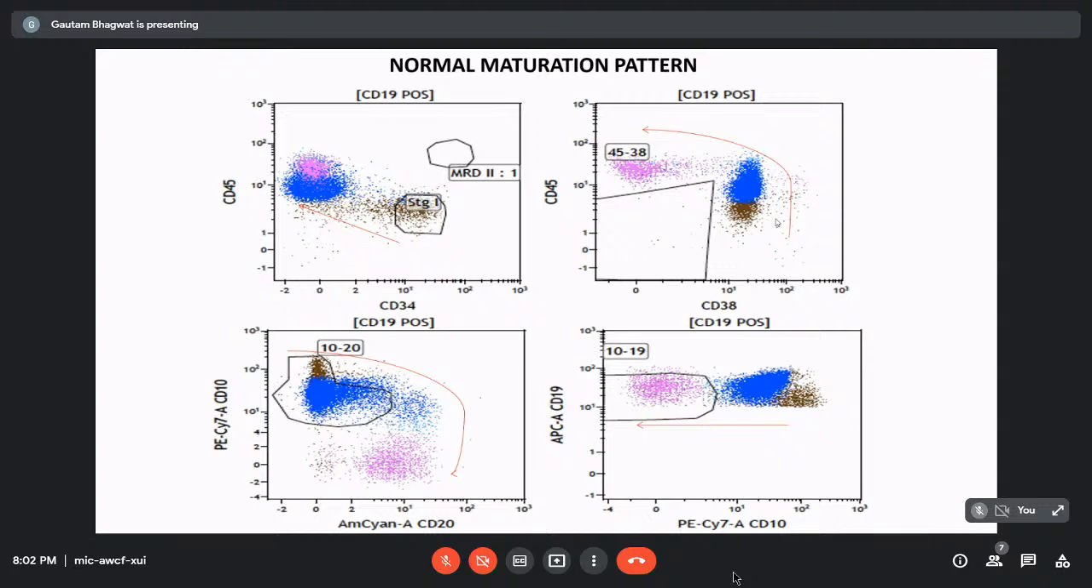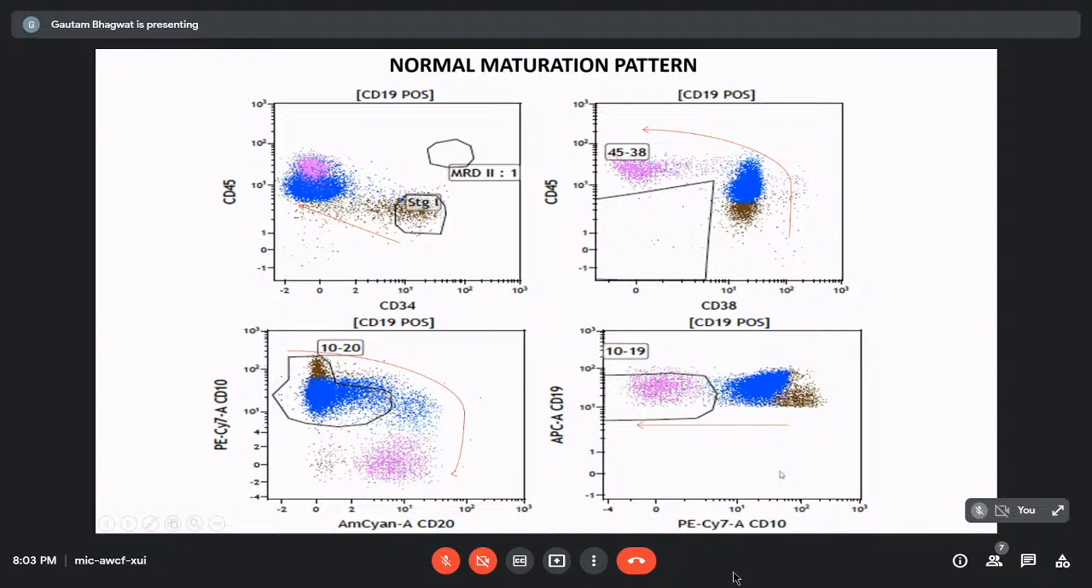So the knowledge of normal maturation patterns becomes very important, and by running almost 15 to 20 normal bone marrow samples, we prepare templates, and according to these templates we would then predict whether MRD is present or not. So CD34 to CD45, if you see, these are the stage 1 hematogones as we call them. Stage 2 are the blue hematogones, stage 3 are the purple hematogones. CD38-45 would have this maturation pattern. So any cell falling outside this template, I would call it as measurable residual disease. 10 to 20, you get a good waterfall pattern.